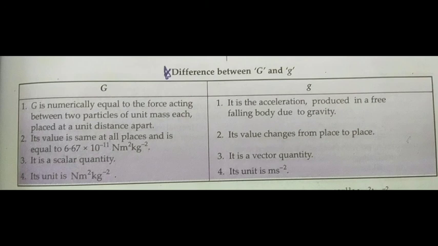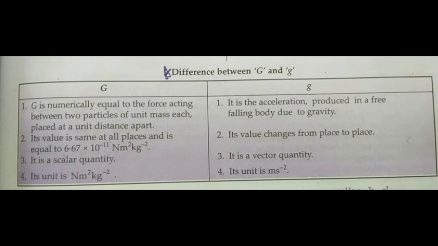Capital G remains the same at all places, whereas small g's value changes from place to place. Approximately, small g on the earth is 9.81 meter per second square. For simple calculation we can take small g as 10 meter per second square. Third point, capital G is a scalar quantity. Small g is a vector quantity.